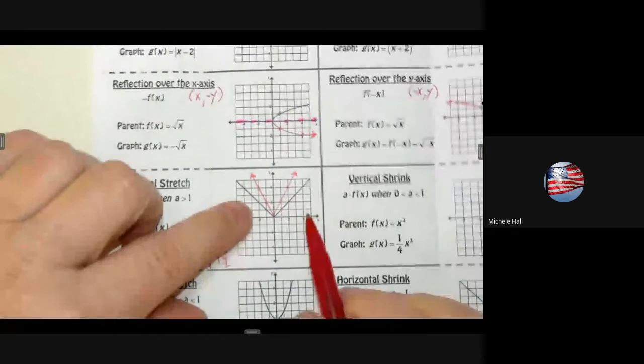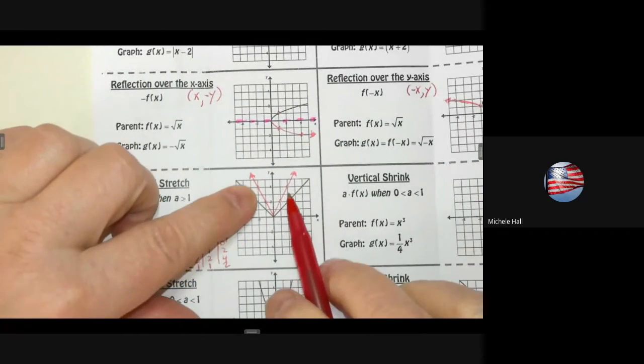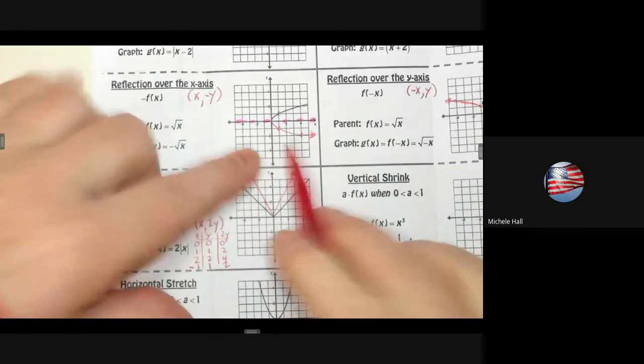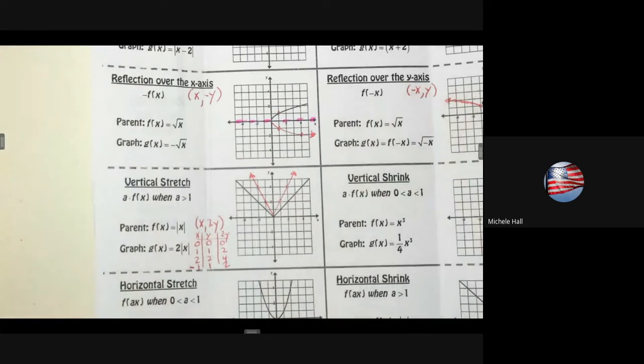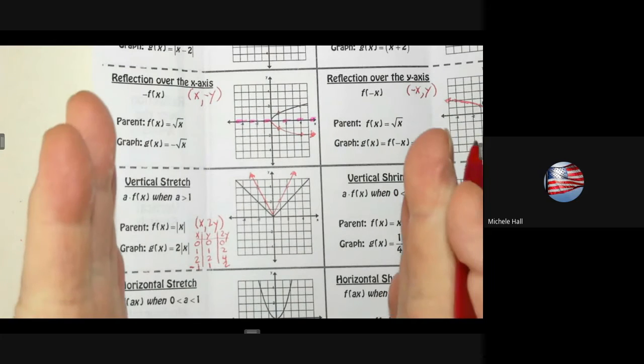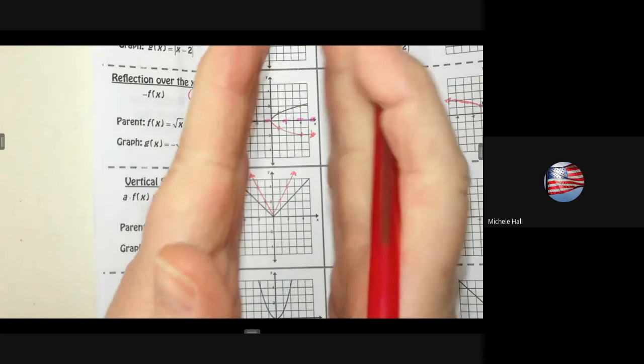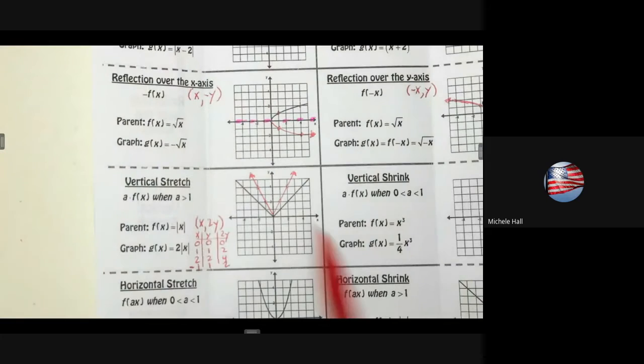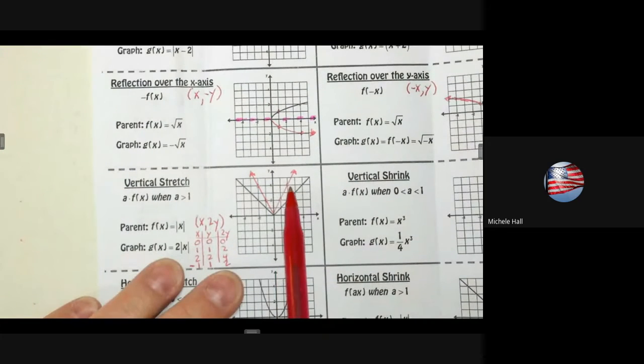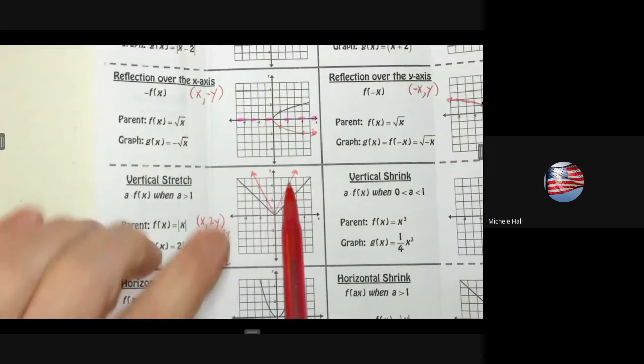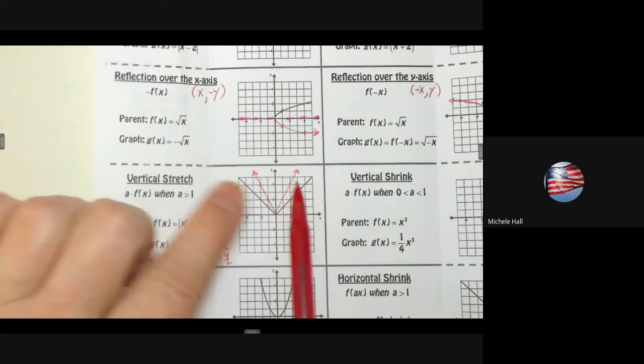So here we can see the absolute value has been vertically stretched. It's being stretched, which is making it skinnier. It has been vertically stretched by 2. What would a shrink look like then? If this is stretching up, then a shrink would be going out, going further away from the y-axis. This got closer to the y-axis. A shrink will be laying down more, further away from the y-axis.